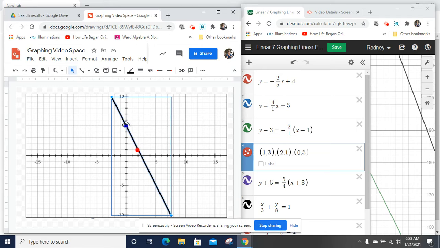And then you could go the other way, up 2 back 1, because positive 2 divided by negative 1 is the same as negative 2 divided by positive 1. Or up 4, back 2. Okay, and from here I could go down 8 over 4, because negative 8 over 4 is the same as negative 2 over 1. So there we have it. That we've graphed this equation.